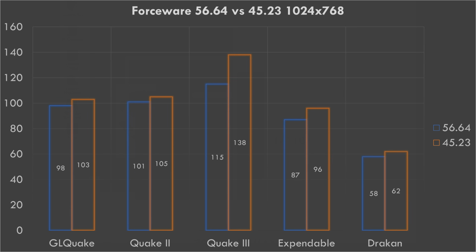These games are tested at 1024 by 768, and you can see across the board, every single one of these games performs faster with the older 45.23 driver. And that's the driver I would recommend if you're getting this card. You will get a small performance boost and maybe even better compatibility. However, I did not notice any compatibility issues with the driver version 56.55. But this just shows, even with a fast CPU, older NVIDIA drivers can be faster.